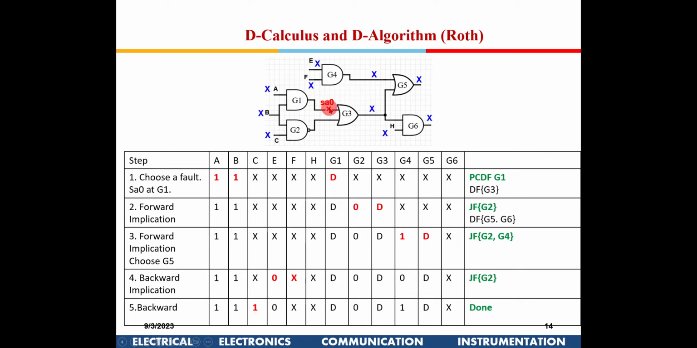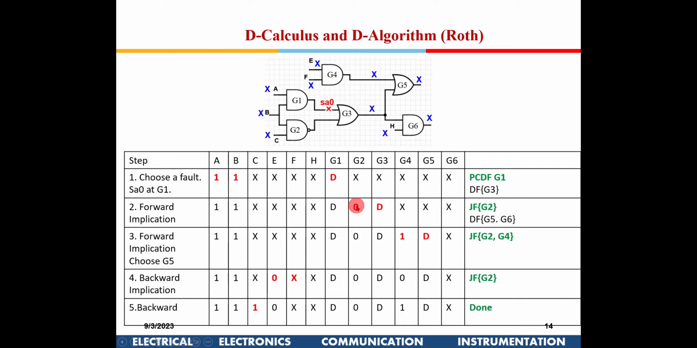Now D is available here, right? I need to bring D here, right? Forward implication. This is an OR gate, right? So if I have to push this D out here, what is the input I need to give here? 0, right? So I put that 0 here.